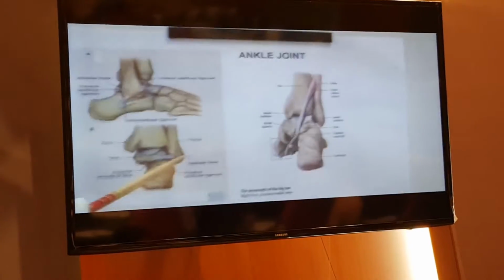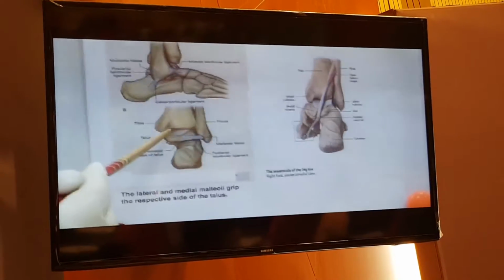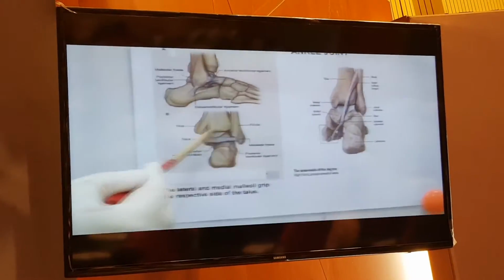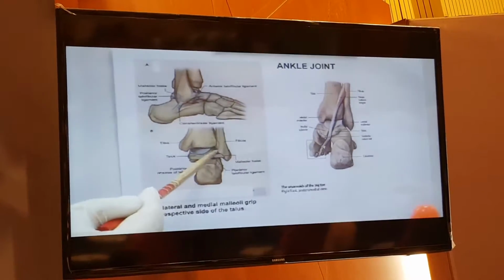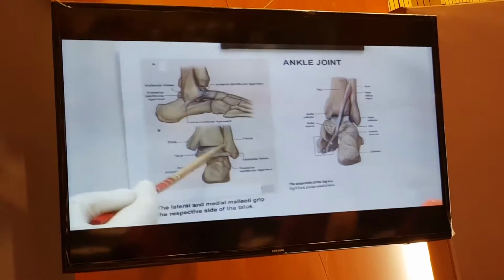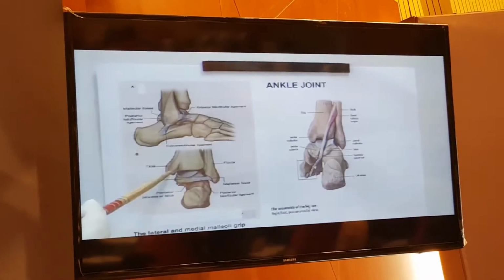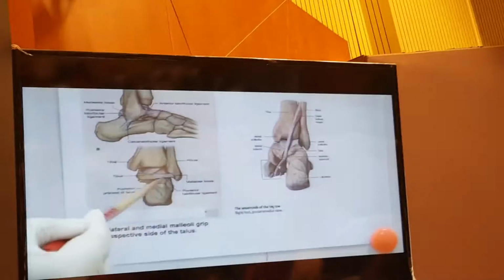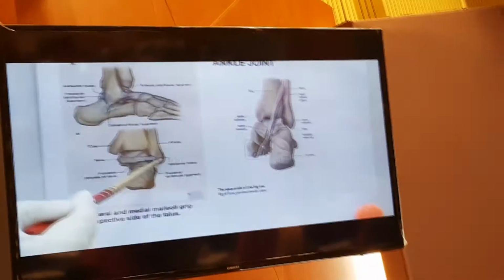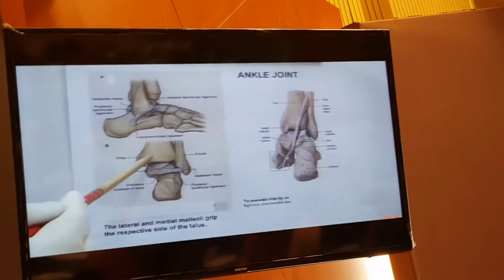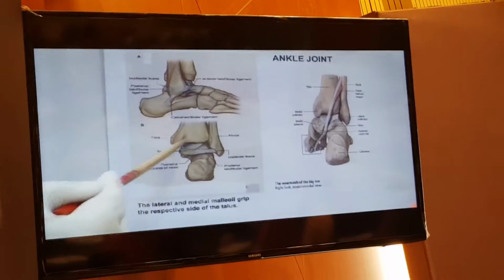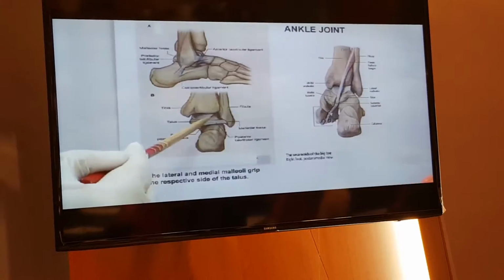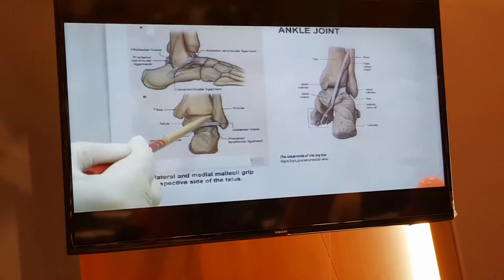Ankle joint is formed above. You have the socket, which is formed by the lower end of the tibia and lower end of the fibula. They form the socket and they articulate with the trochlea of the talus. So above, the socket, which is formed by the lower end of the tibia and lower end of the fibula, articulates with the trochlea of the talus.